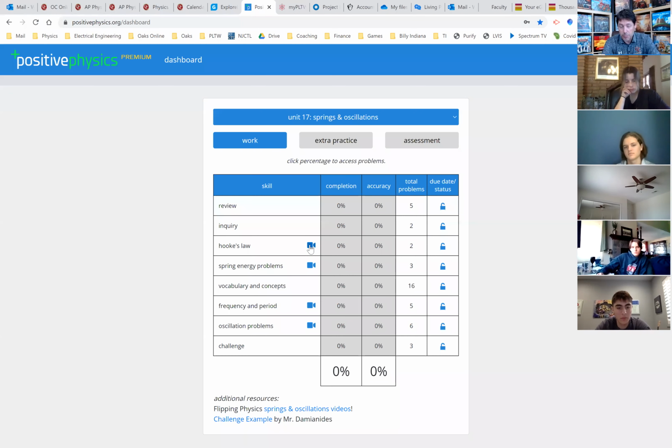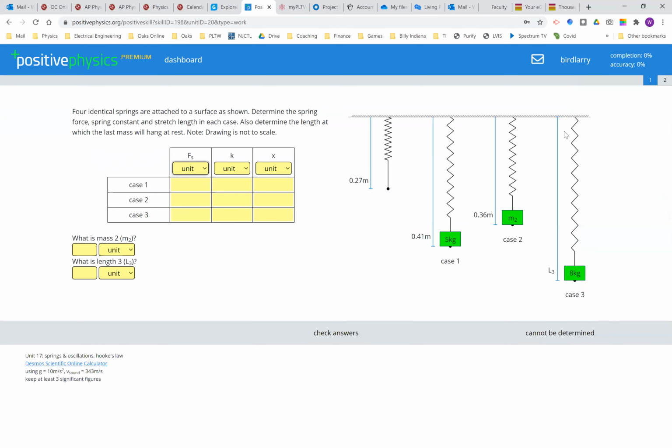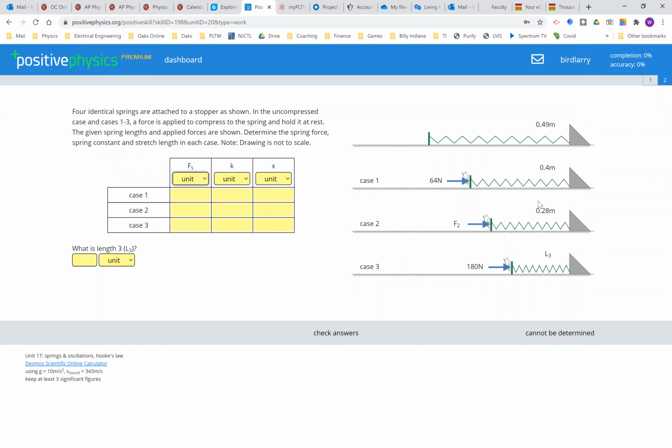There is a video to help you if you need it. And if you click on this, you'll see over to the side here, there's just 2 questions. So when you click on it, it's going to open up the 2 questions. You can see one of the questions is oriented with the springs vertically, and then the second question has them oriented horizontally. And it's just using the Positive Physics format to evaluate Hooke's Law. 2 more questions.